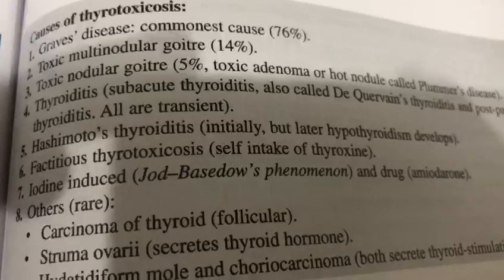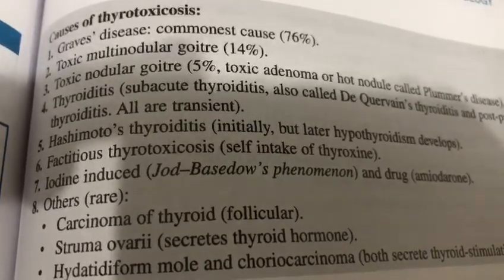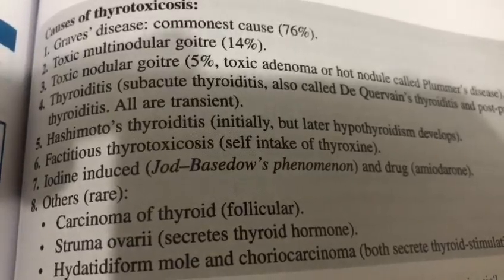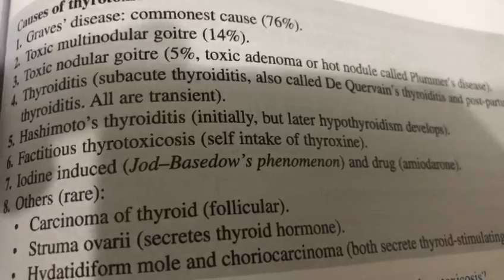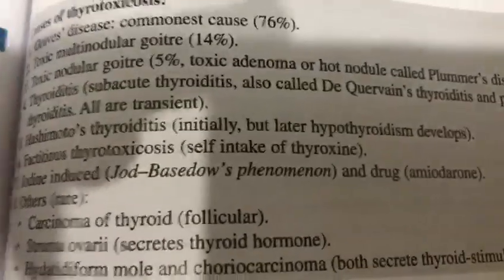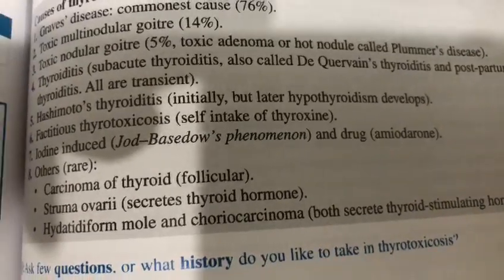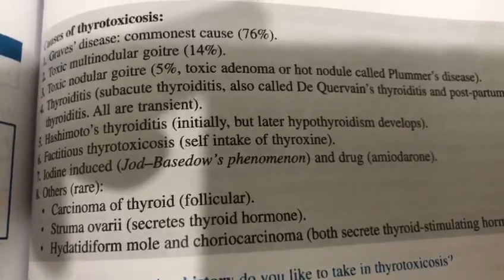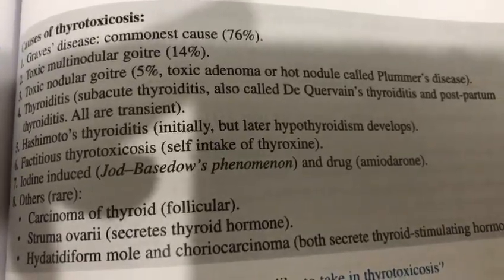Graves' disease is the most common cause, 76%. Toxic multinodular goiter, 14%. Toxic nodular goiter, 5%. The toxic adenoma or hot nodule is called Plummer's disease. Thyroiditis: subacute thyroiditis, also called de Quervain's thyroiditis, and postpartum thyroiditis, all are transient.